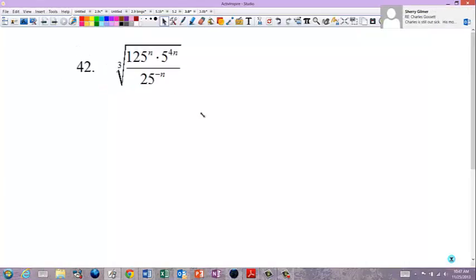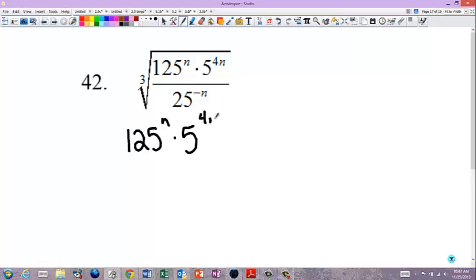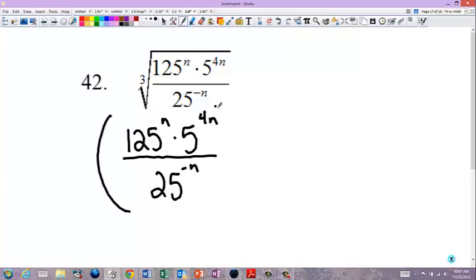42. We have the cube root of 125 is 5. Well, no, let's not do it that way. That's going to make you confused. I'm going to rewrite this as 125 to the n times 5 to the 4n times 25 to the negative n, all raised to the 1/3.